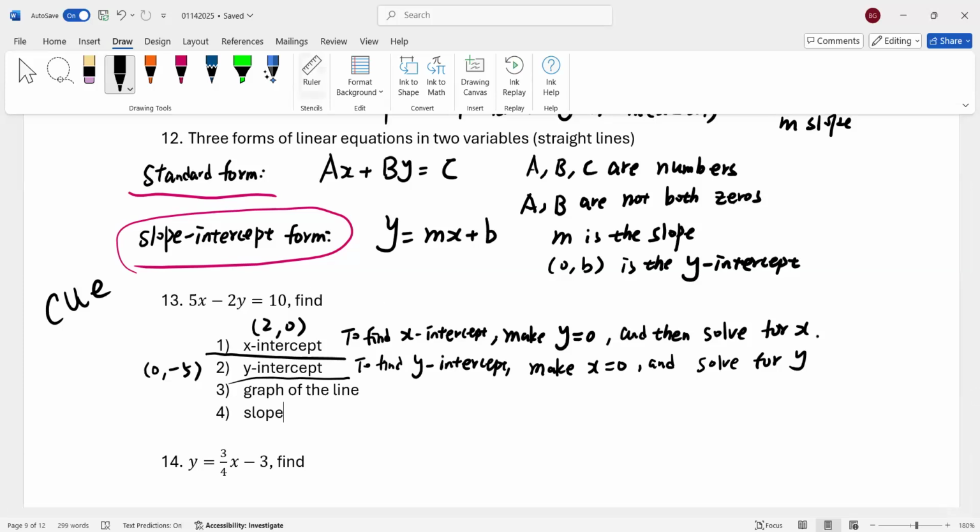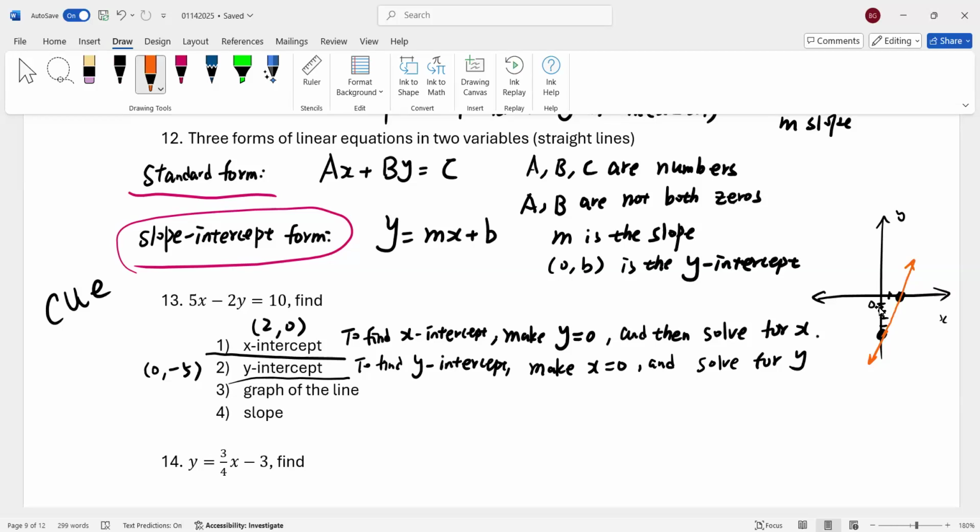Next, we need to graph the line. As I mentioned, if we have 2 points on the line, we can easily graph it, right? The x-intercept (2, 0) is right here. The y-intercept (0, negative 5): 1, 2, 3, 4, 5, right here. Okay, we got the 2 points, we connect them. There we go. That's the straight line, right? So if the line is given in the standard form, use the x-intercept and the y-intercept to graph the straight line.